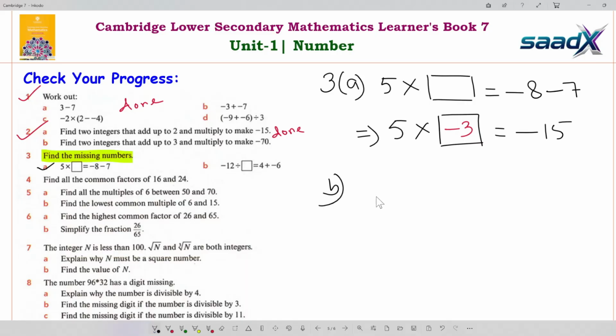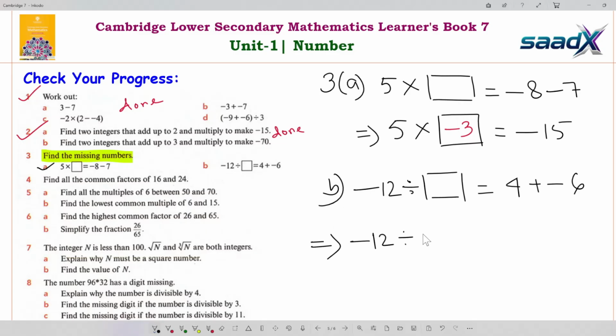Number B, minus 12 divide blank equals to 4 plus minus 6. Similar thing, we don't know the exact number, so minus 12 divide blank will be unchanged equals to 4 plus minus 6. Plus minus means minus, so 4 minus 6, here is a minus, right? So 4 minus 6 is minus 2.